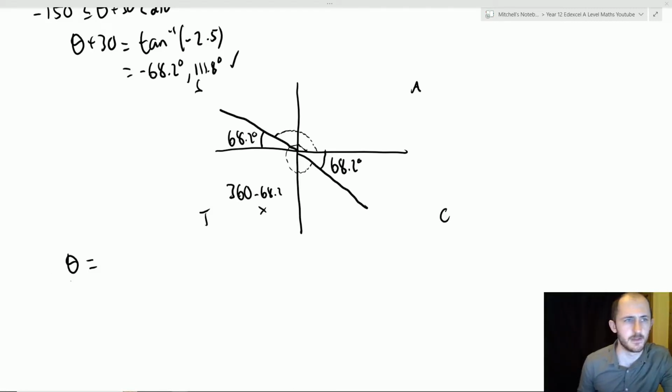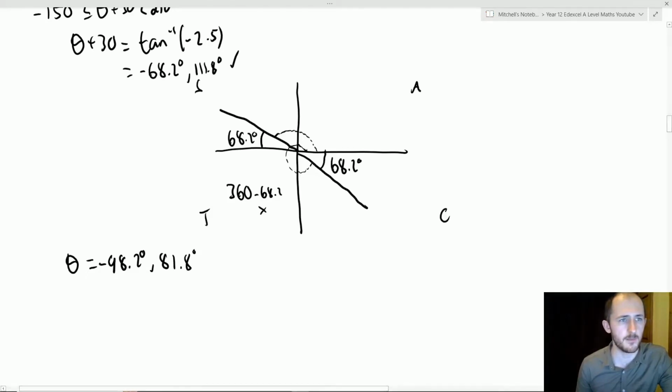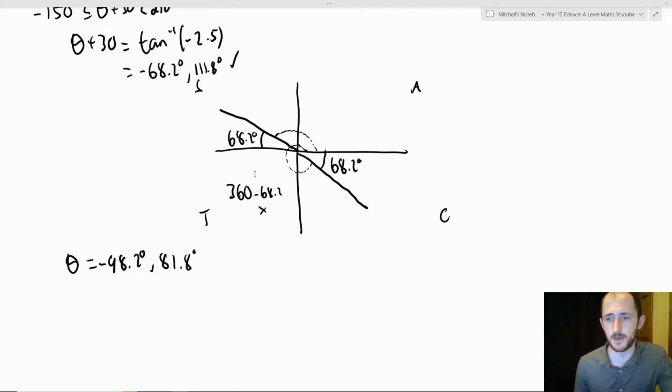So we have that, well, that'll just be minus 98.2, that's not too bad. And that would be 81.8 degrees. And that'll be it. Not too shabby. So the cast diagram is extremely powerful in working out the answers.